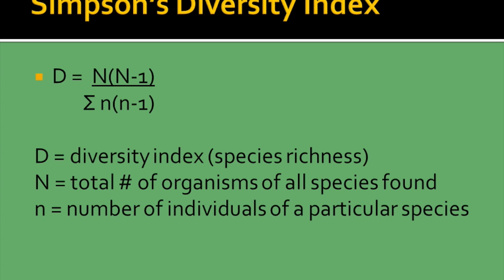And here's the formula. Capital D stands for the diversity index, or species richness. Capital N is the total number of organisms of all species, so however many organisms you have estimated to be found in that ecosystem. And then lowercase n stands for the number of individuals of a particular species. So notice in the denominator that it's the sum of the number of individuals in a particular species.